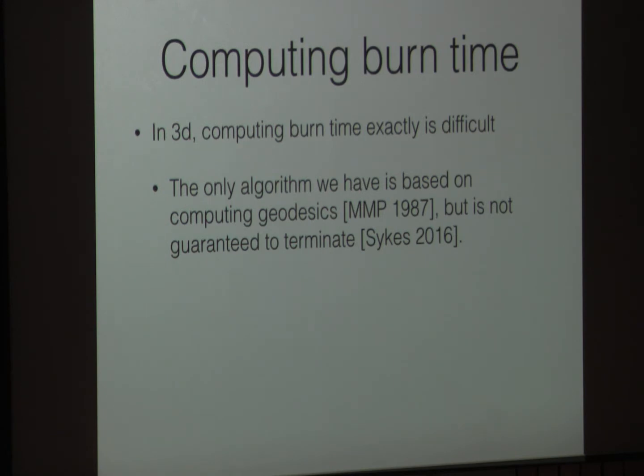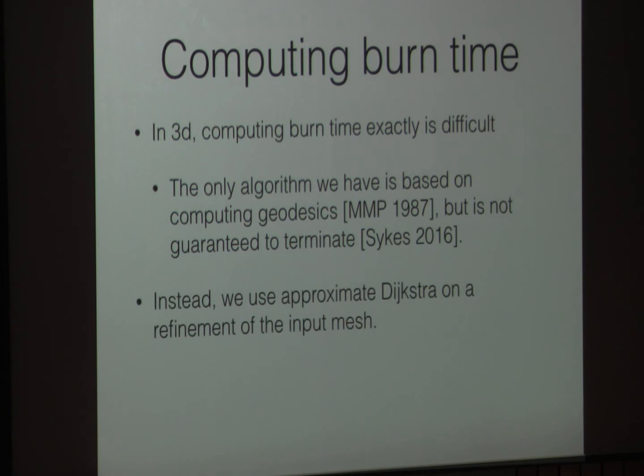If you're familiar with that algorithm, it's a mess of propagating windows everywhere. Things can subdivide. And anyway, when it terminates, we can compute it, but I can't prove that it terminates, even though it seems to on every example we've looked at. So instead, we actually did the graphics thing, and we used some approximation graph algorithm. We used an approximate Dijkstra.